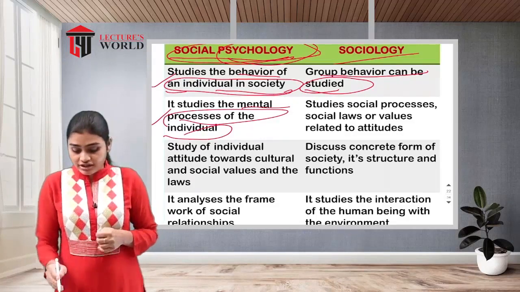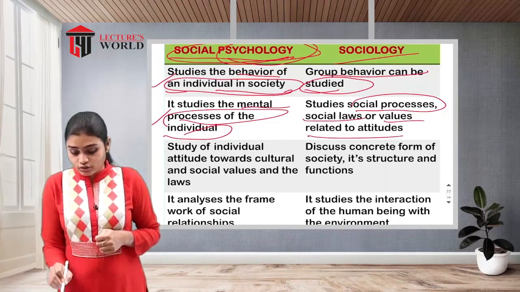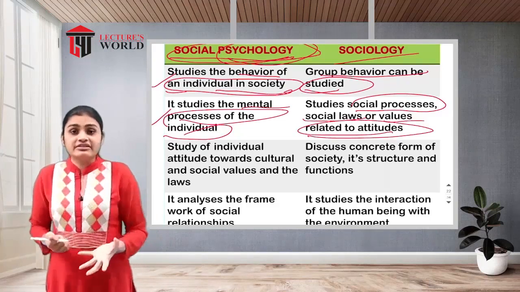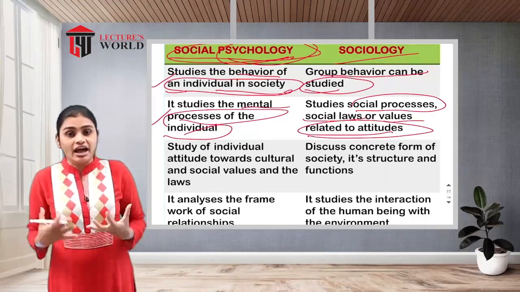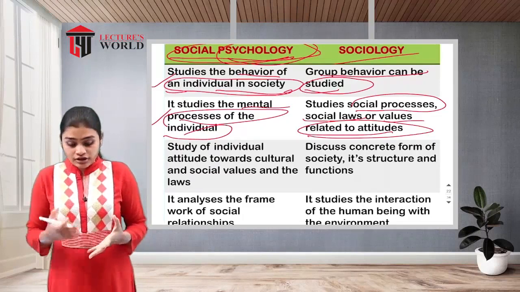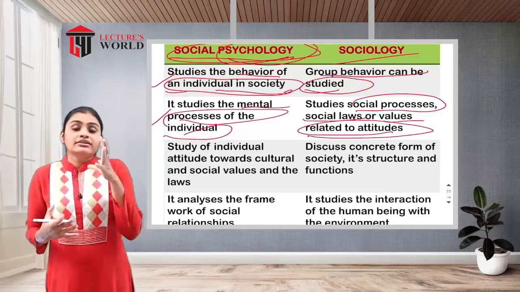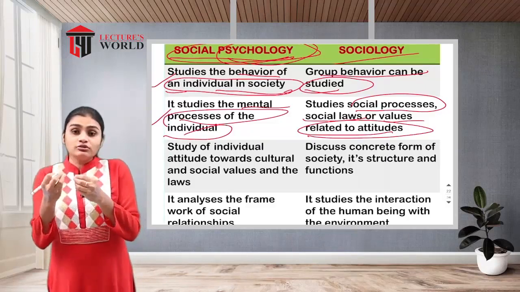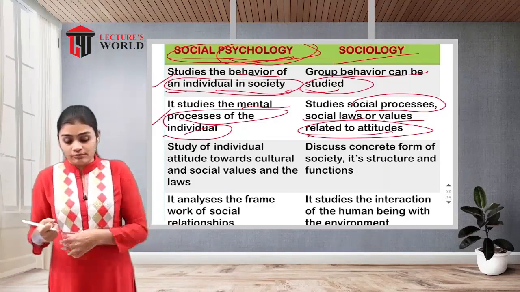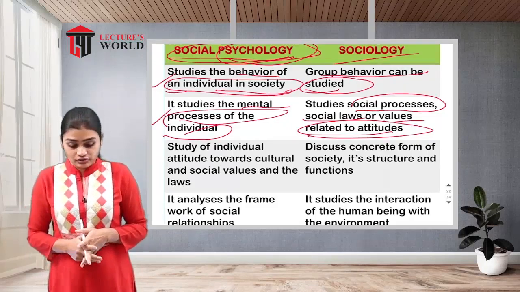Compared to that, sociology is going to study social processes, social laws or values related to attitudes. What attitude individuals have, whether favorable or unfavorable, whether there are accepting or non-accepting things. To study that, the social processes, social laws or values, that means the value of all the relationships and everything in human beings' lives. All these things, social values and social laws, will be studied in sociology.